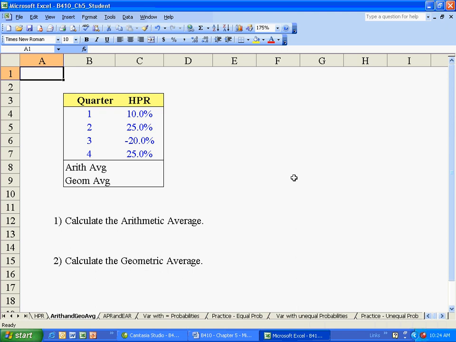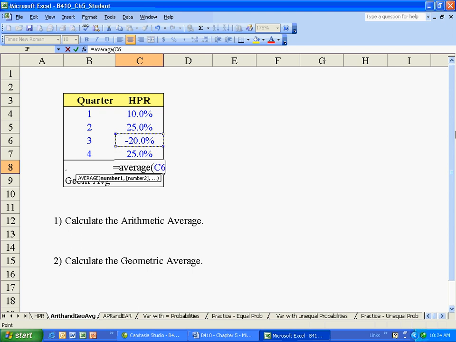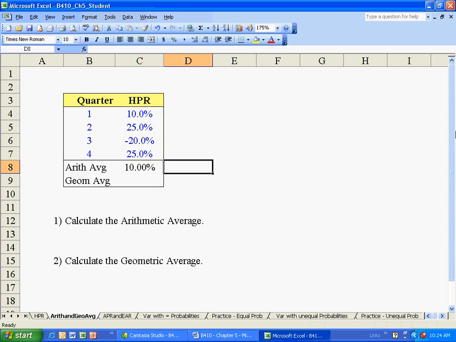The arithmetic average is the kind of average that most of us think about. So let's look at this. I have in the first quarter a 10% return, second quarter a 25% return, third quarter down 20%, and fourth quarter up 25%. If I said to you, what is the average return over those four quarters, most of us would say add up these numbers and divide by 4, or we would use the Excel function average, and we would simply calculate the average and say the average is 10%. That type of average is an arithmetic average. I now want to briefly talk about what a geometric average is.